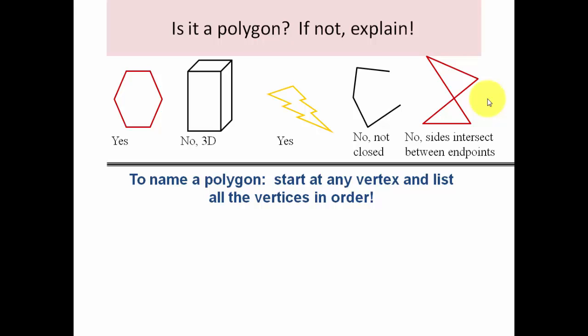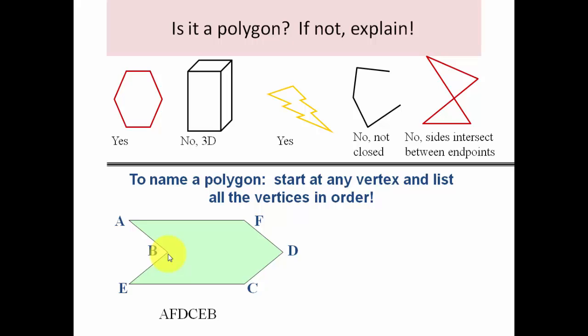To name a polygon, you're going to start at any vertex and list all the vertices in order. So if we were looking at this polygon down at the bottom, you're just going to pick a vertex and then you're going to name all of the vertices that come after that starting vertex. So this one I'm going to call polygon A, F, D, C, E, B. You stop whenever you get back to your initial starting point.